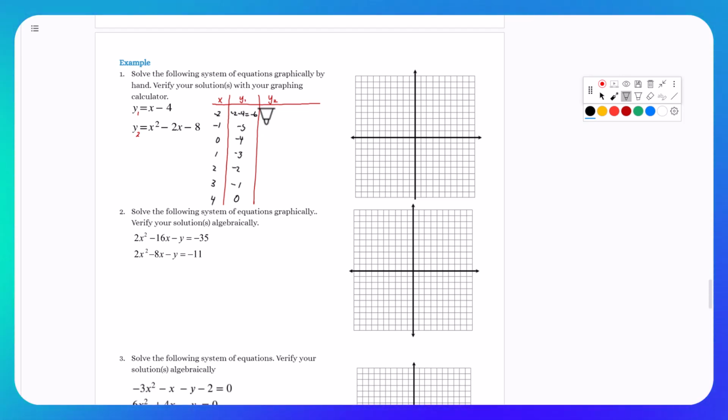Let's do the same thing for y2. This time we're going to substitute in -2, and that solves to give us 0. And if we follow the same procedure all the way down, we would get -5, -8, -9, -8, -5, and back to 0. So let's put these things together.